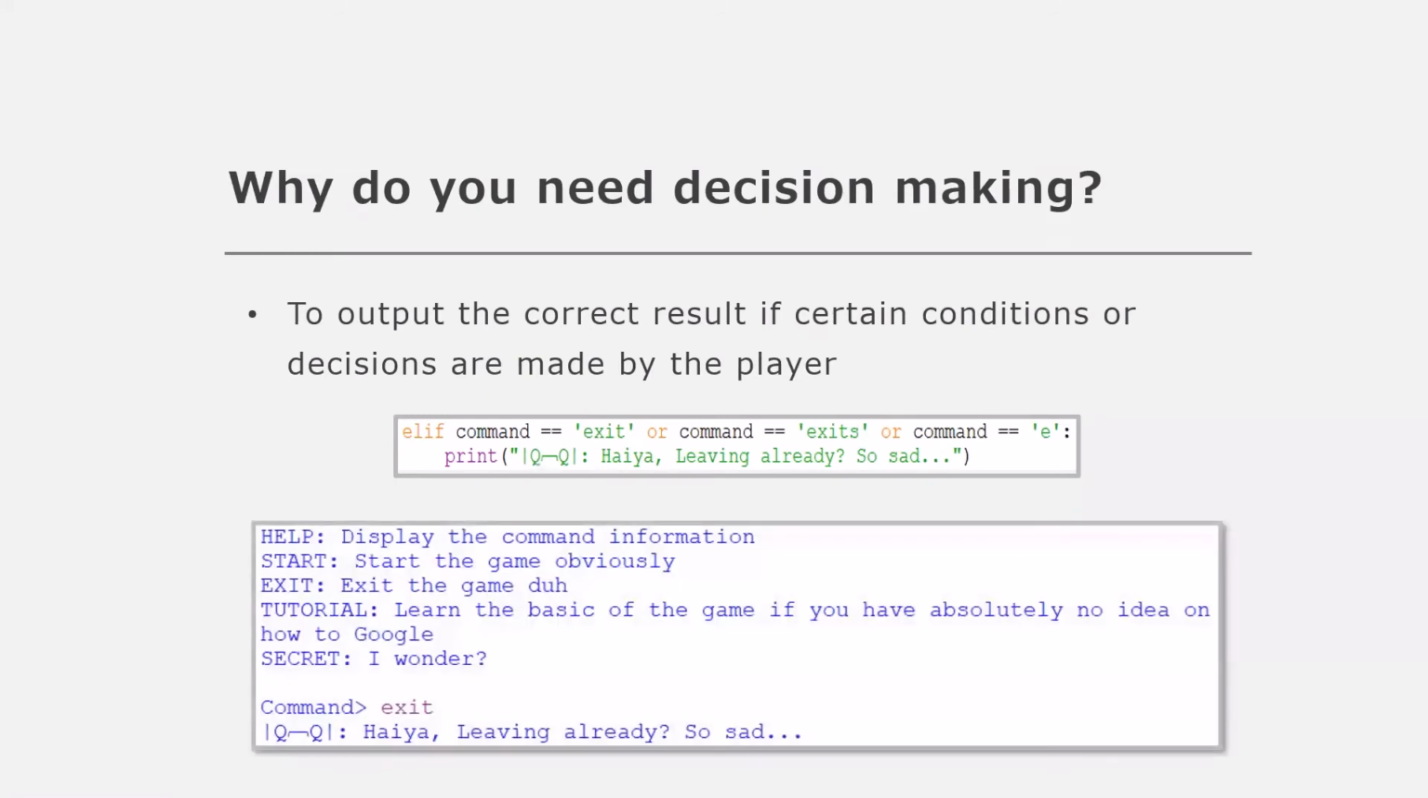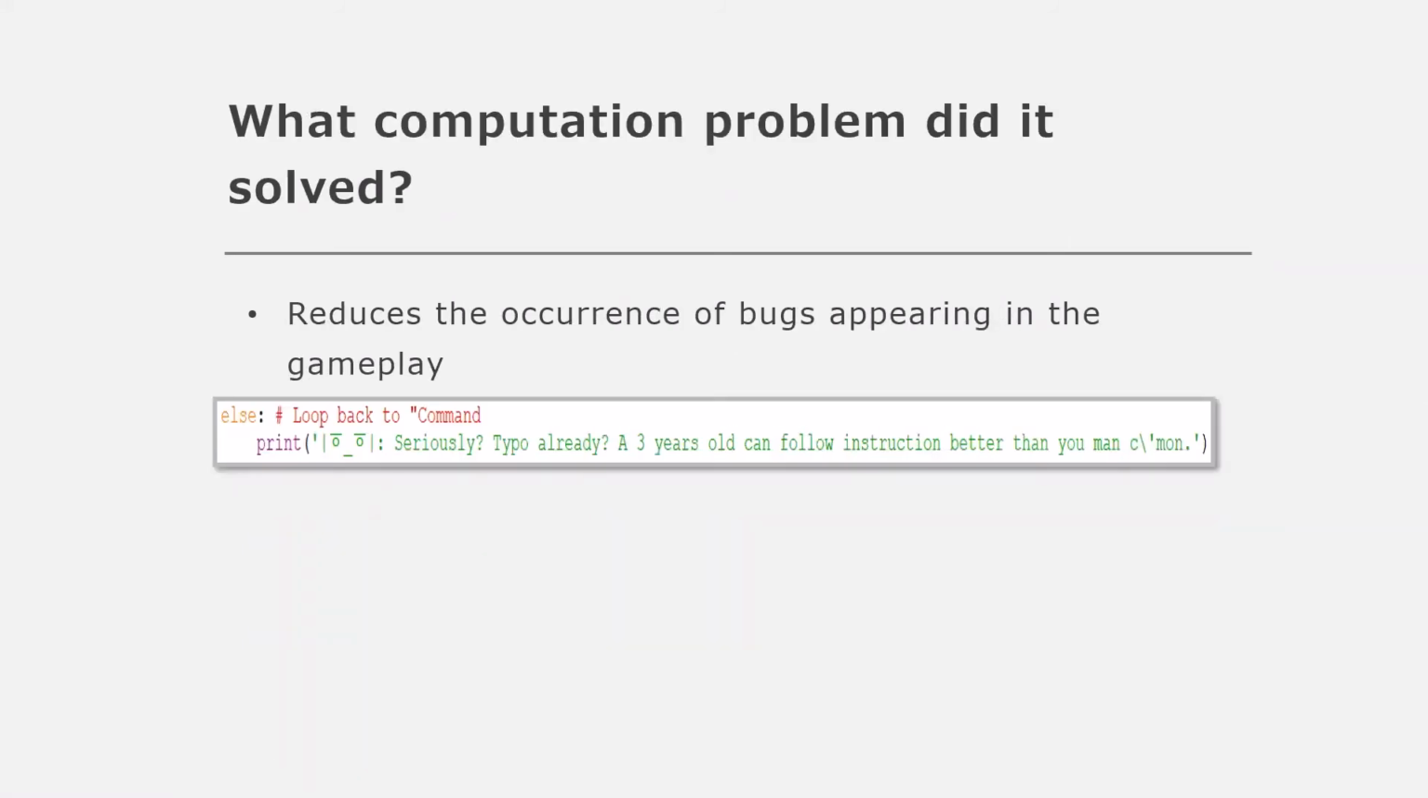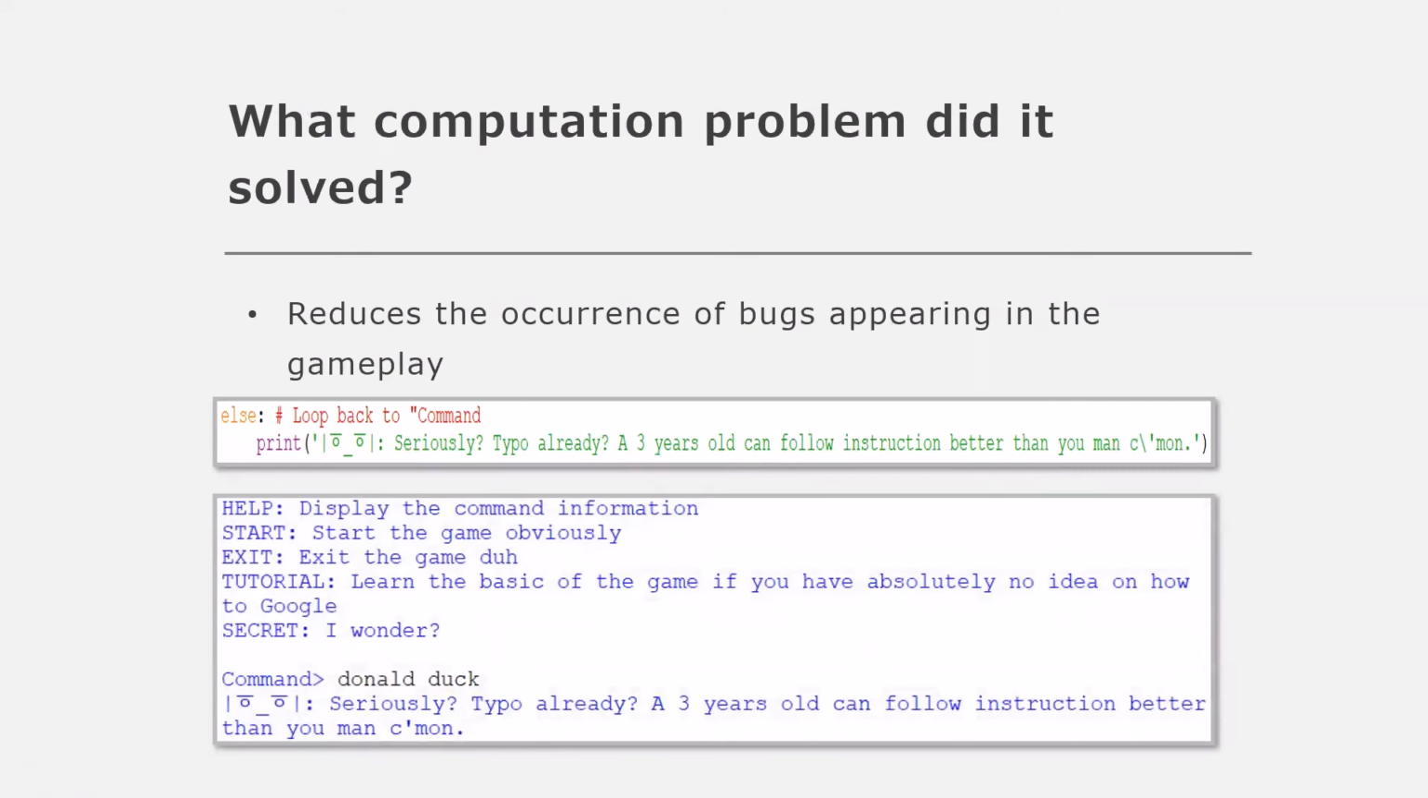So for example, if the player chooses to go with the decision exit, the program will then produce the result, which is to exit the game. Furthermore, it greatly reduces the occurrence of bugs when all decision making is considered. For example, even though the decision is wrong, certain commands should be output in order to tackle it as well, so that the game will actually run smoothly.